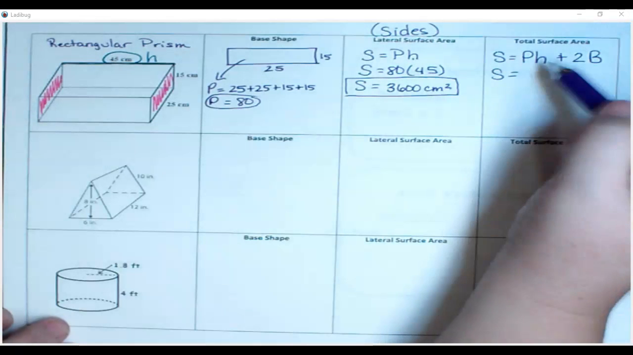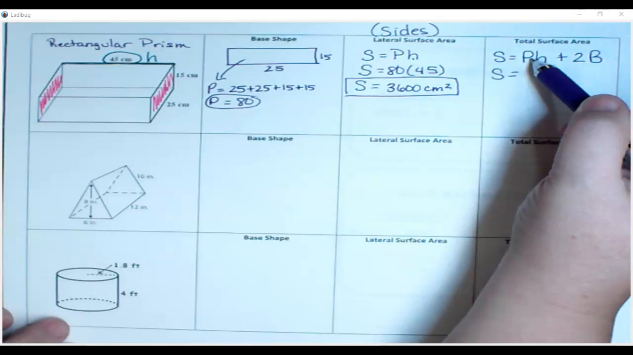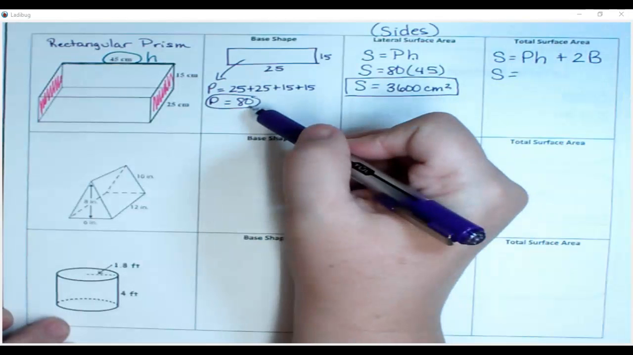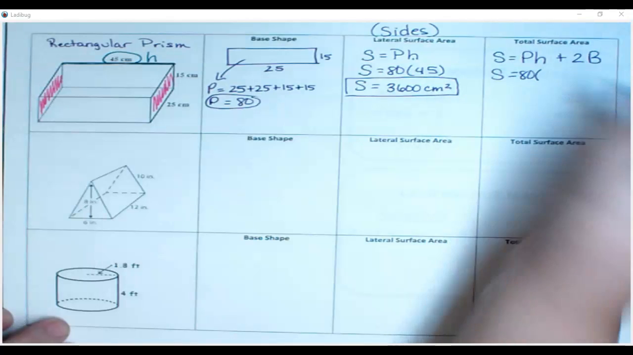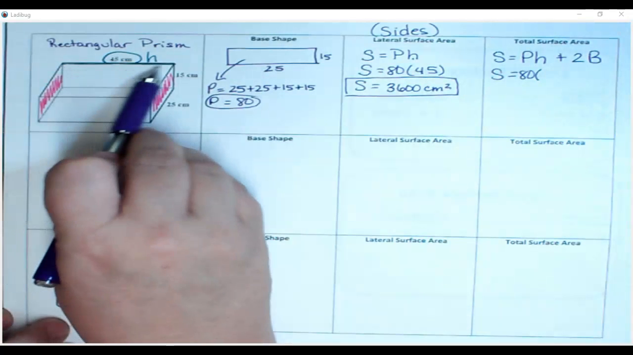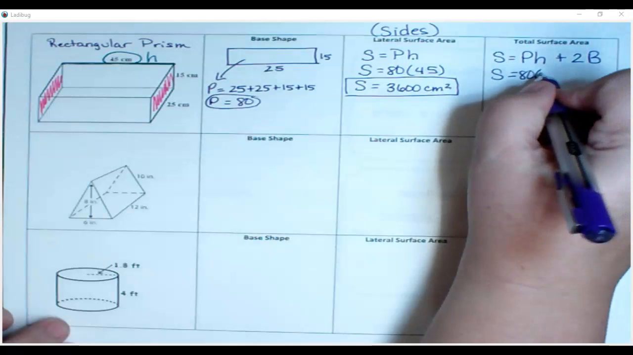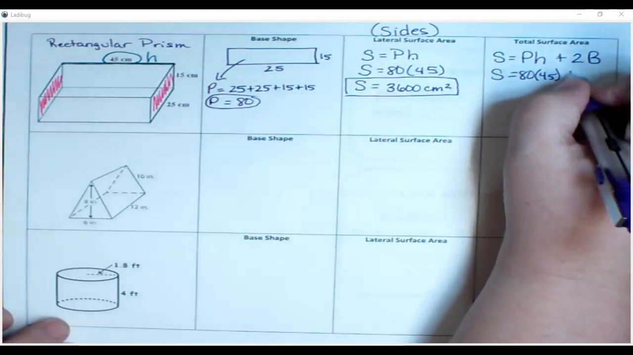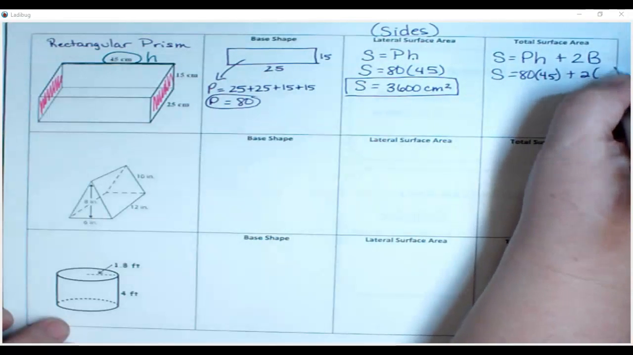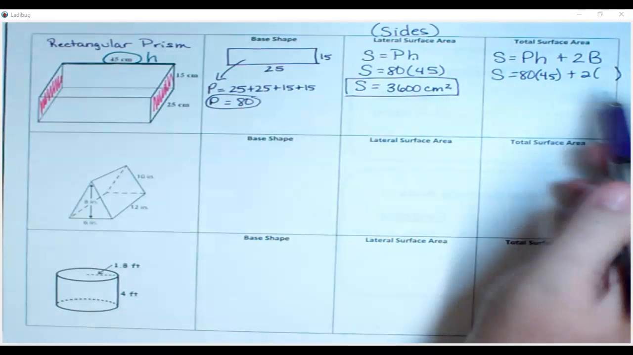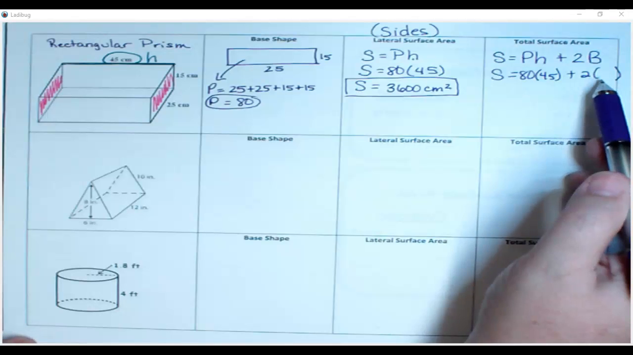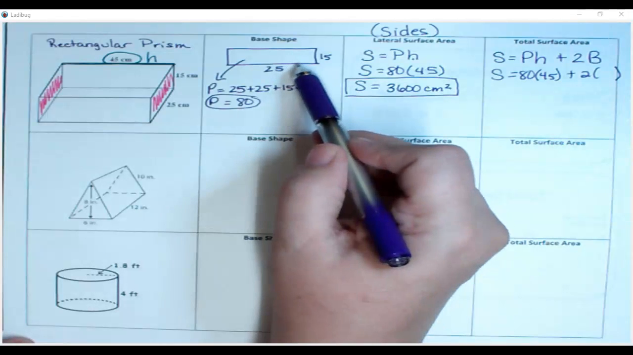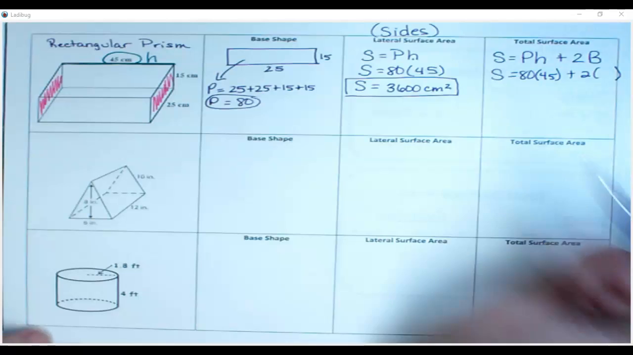S equals, well, I need a value for perimeter of the base. We already did that over here, so we're good on that one. 80 times the height, again, the height of my prism, 45, plus 2 times area of the base, big B. I need a value for big B. Well, again, if it means area of the base, that means I need to go and find area of this rectangle.